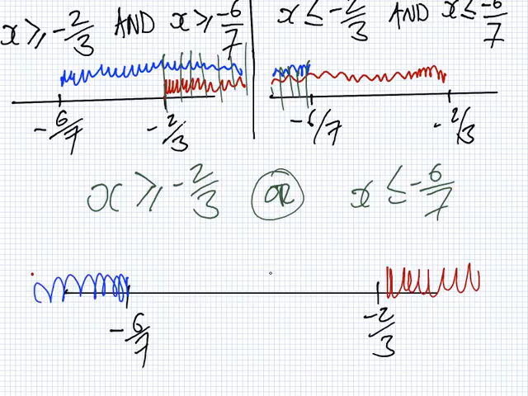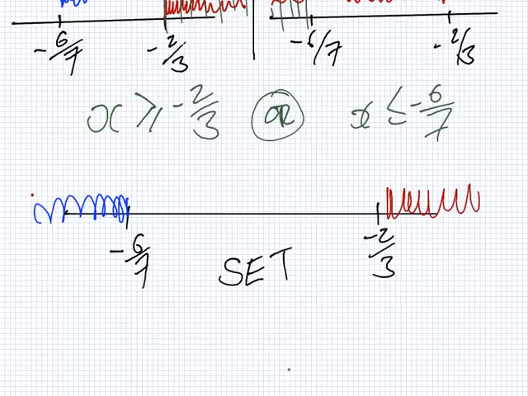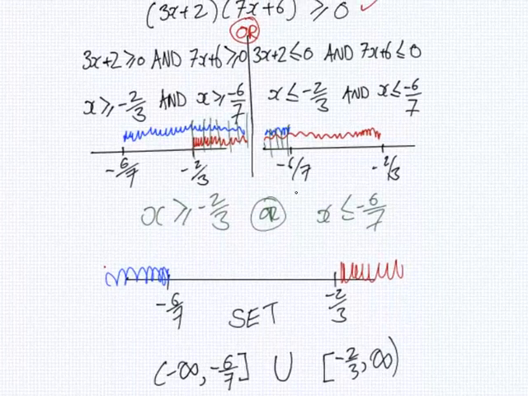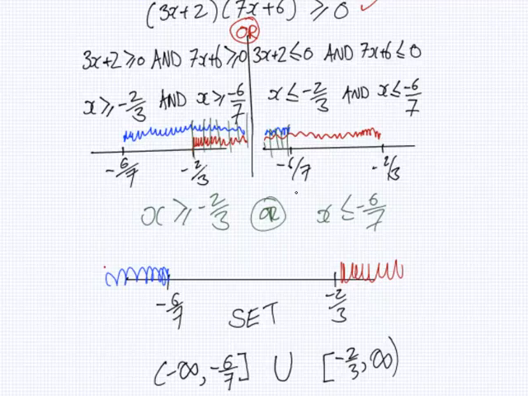So to finish, I want to give the answer as a set. So what would be this set here? Yeah, from minus infinity to minus 6 over 7. Closed or open? Closed. And this set? Closed, minus 2 over 3 to infinity. And we stick the two answers together with union. Okay. So if it's closed, we don't include that number, right? No, if it's closed, you do include it. And if it's open, you don't include it.